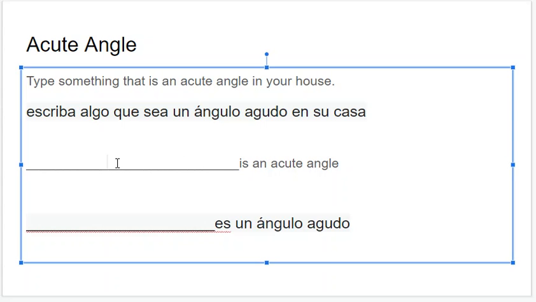So don't use my example, but I know that a pair of tongs are an acute angle. If you can't think of something that already is an acute angle, you could also make one by putting two things together, by folding a piece of paper, by opening a book. So try and think creatively on how you're going to make that acute angle.